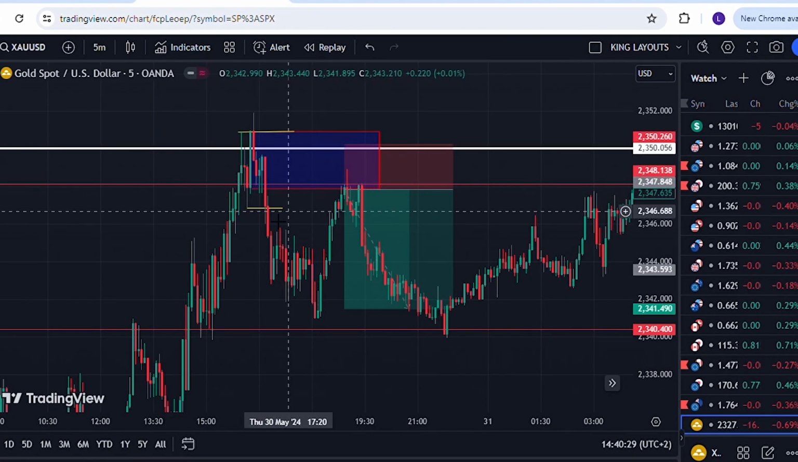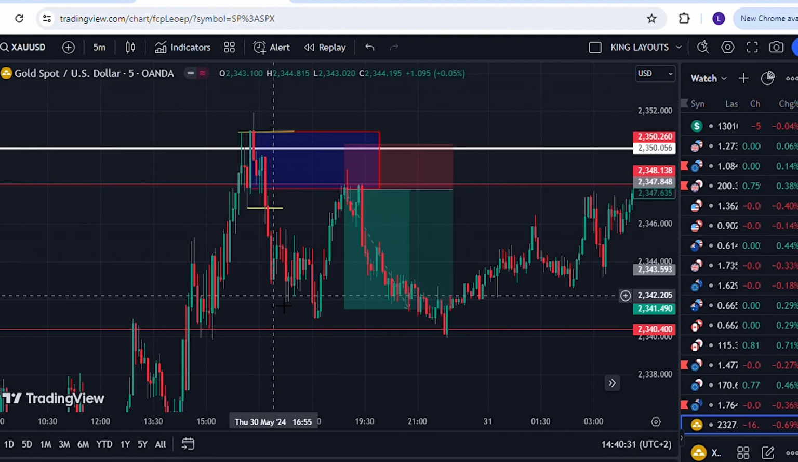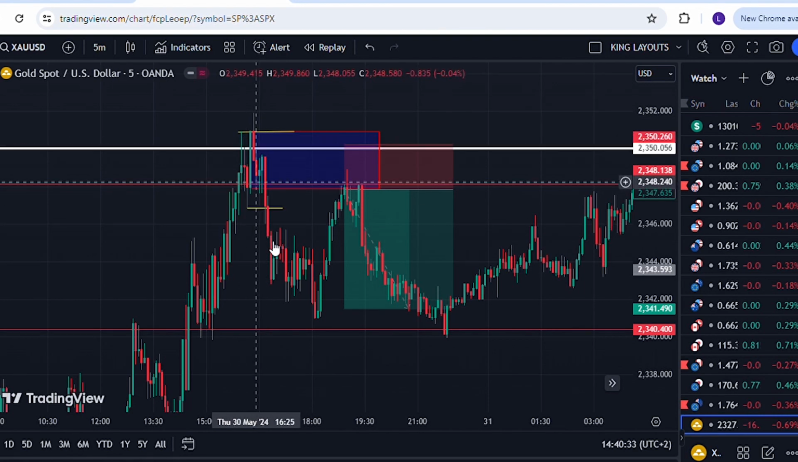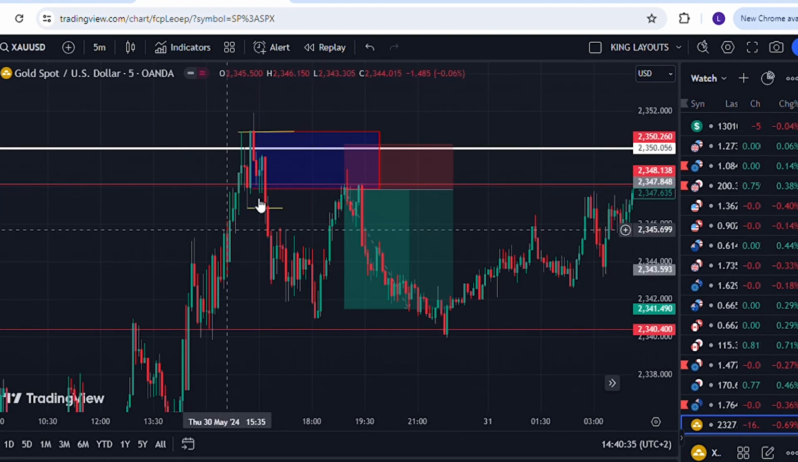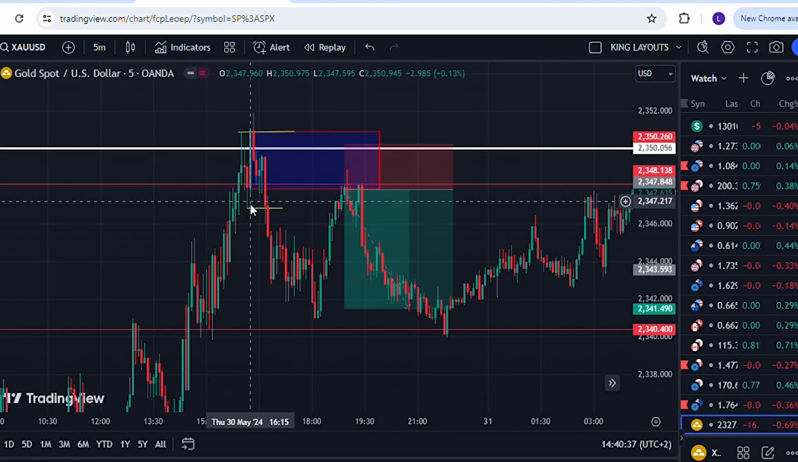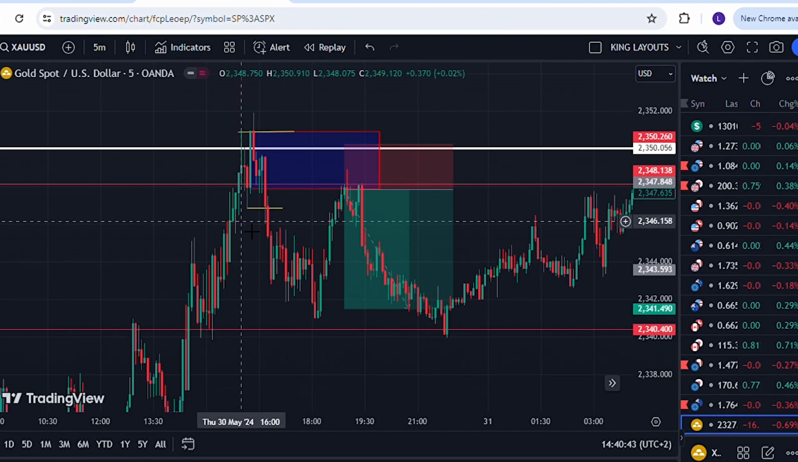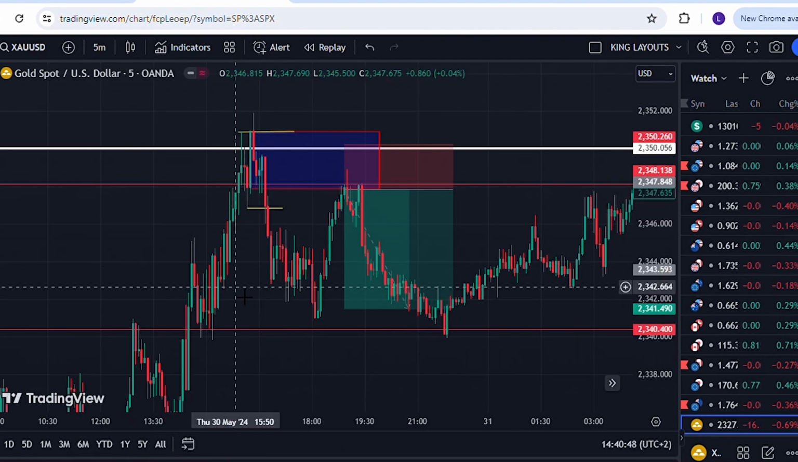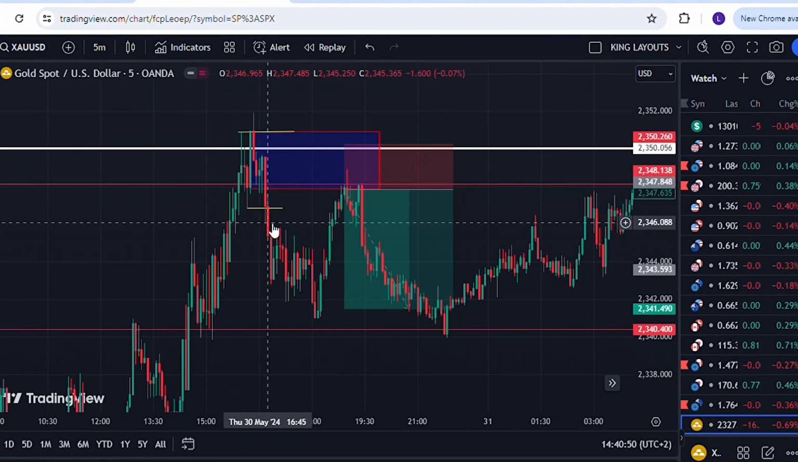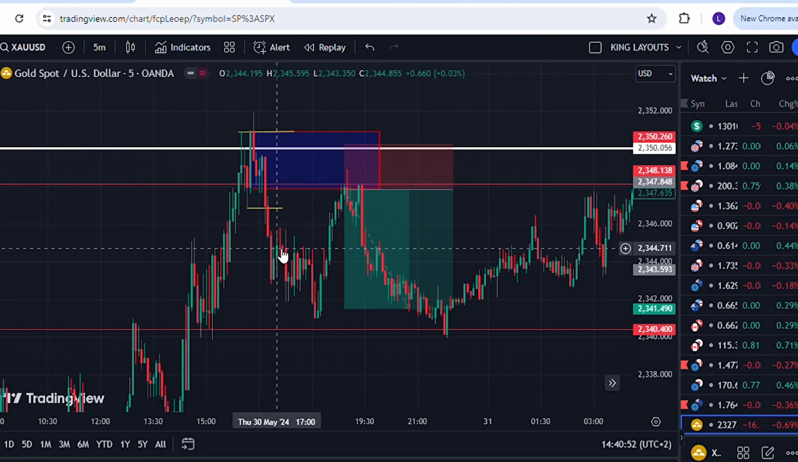So break of structure, change of direction right here. You get your change of direction. So we are in an uptrend, and this one is marking your change of direction. You broke the higher low. You broke the higher low. So now we go down, right?